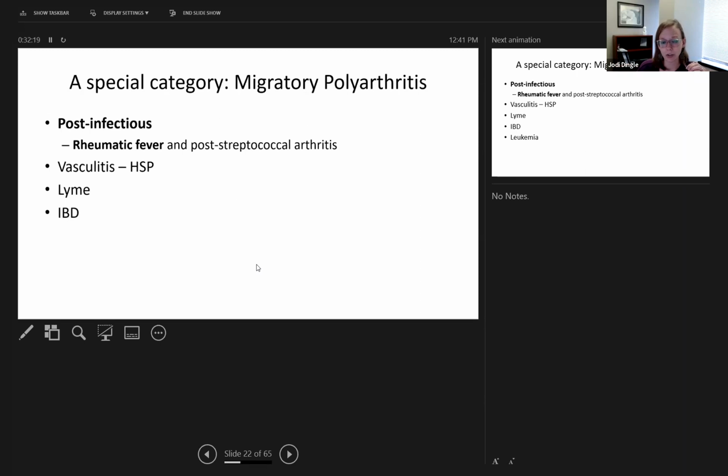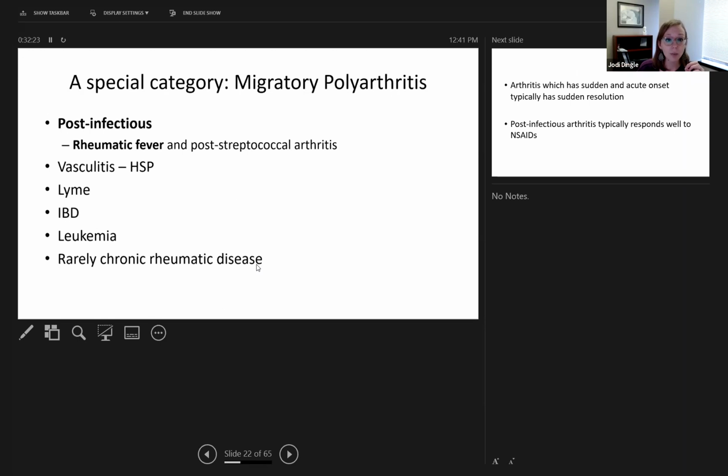IBD can occasionally do this as well, and leukemia, but rarely chronic rheumatic disease. So someone with lupus or JIA is rarely going to migrate. Usually those patients, if they develop arthritis, it's going to stay there until we do something about it. So if you have things that are getting better and going away on their own before you get problems somewhere else, that's less likely to be a chronic rheumatic disease.